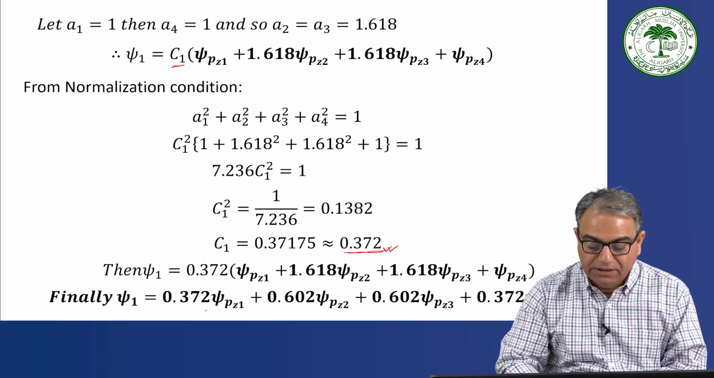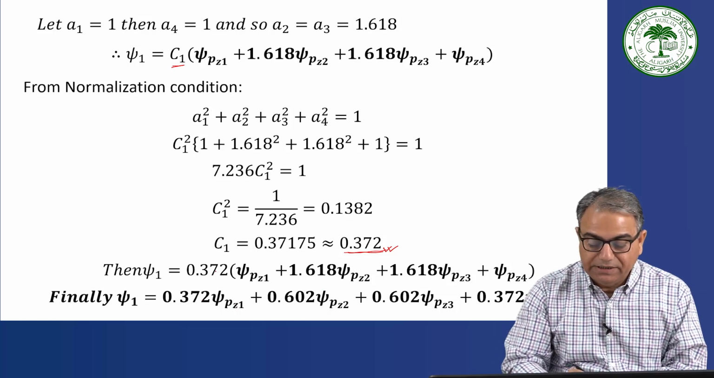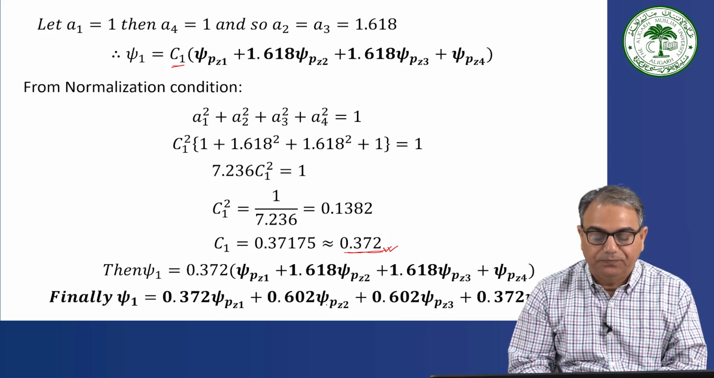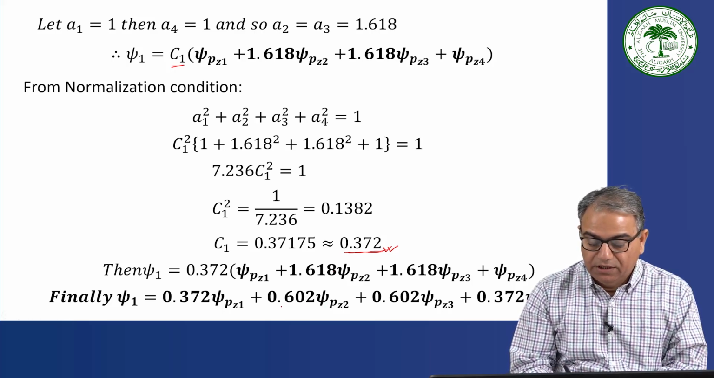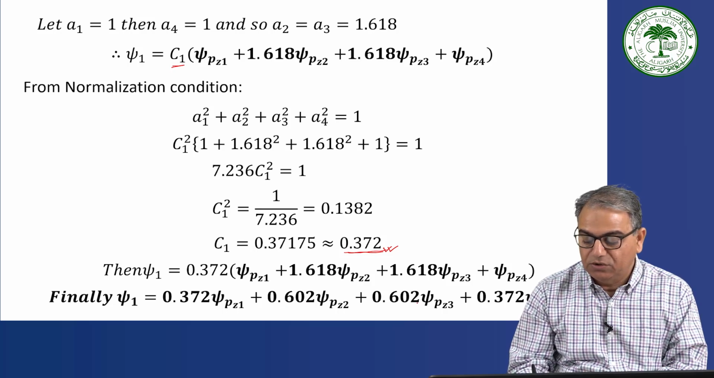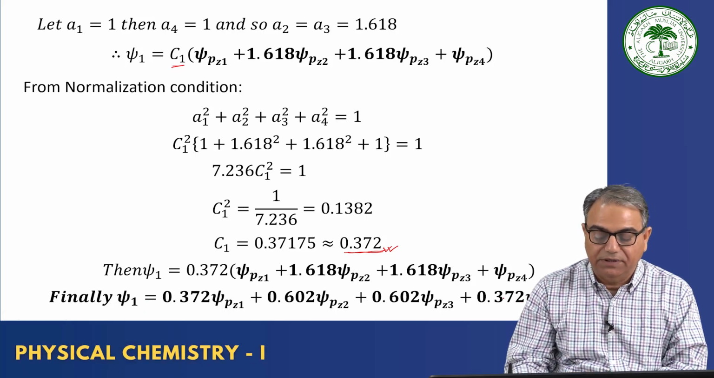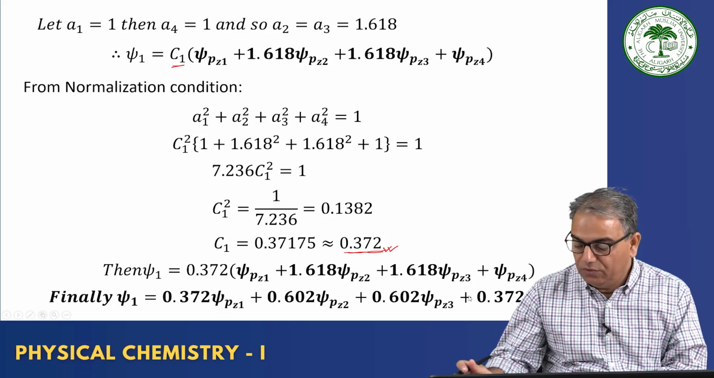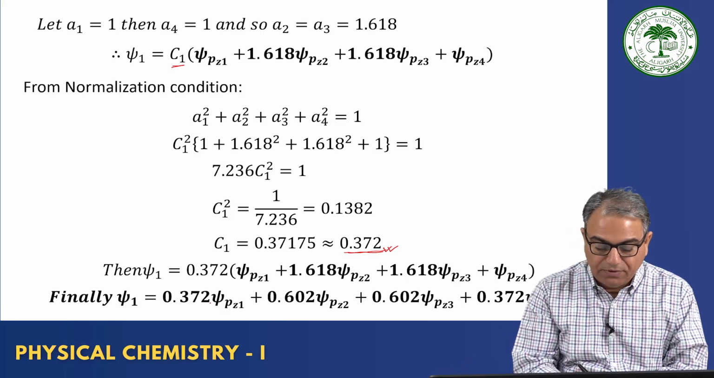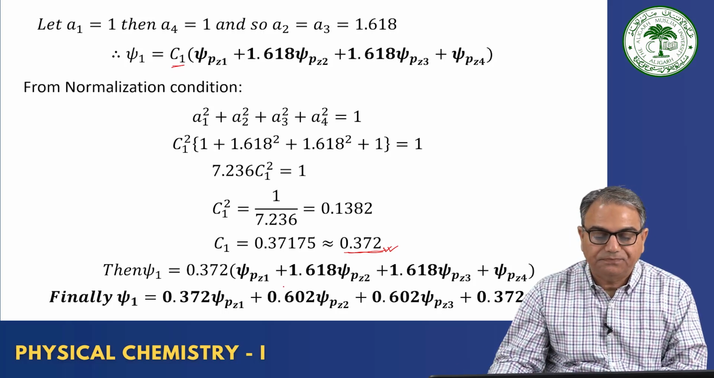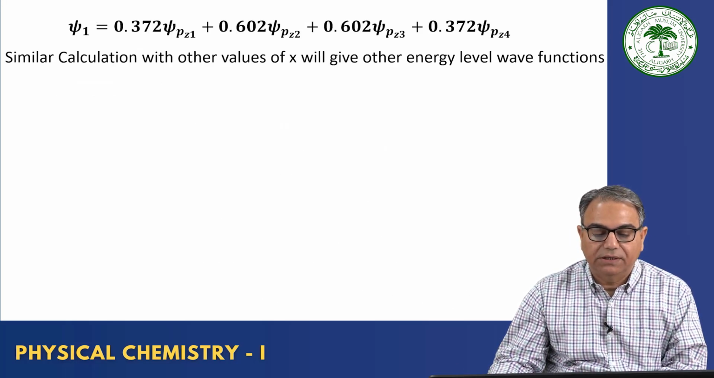And if you multiply this, obviously what you get is 0.372 psi pz1, and if you multiply 0.372 and 1.618, what you get is 0.602. You can do it yourself and check it. So 0.602 and 0.602 for P2 and P3, and for P4 again 0.372. So finally the first wave function which we have obtained is this one. Now once you have the wave function, see, all positive signs you have, no negative sign. So all these wave functions you can write. Psi 1 is equal to this one.